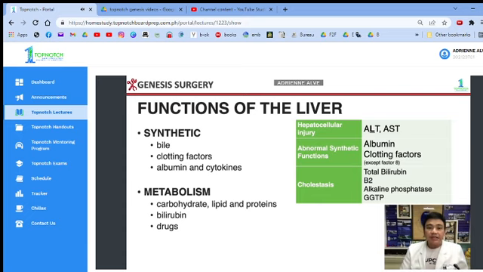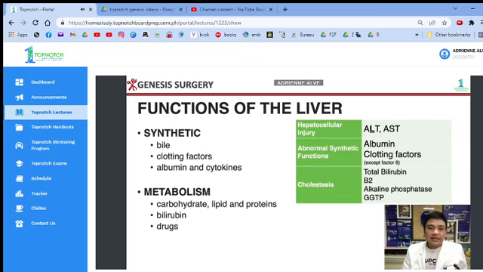Synthetic, it means the liver is responsible for producing your bile, your clotting factors, as well as your albumin and cytokines. As for the metabolic, of course, it would aid us in the digestion of the macronutrients, as well as detoxification of your drugs. That's why when we do tests, or LFTs, na narinig niyo in the wards, or liver function tests, yung panel is composed of laboratory parameters that will be used to test both synthetic and metabolic functions, as shown in the table here, diba?